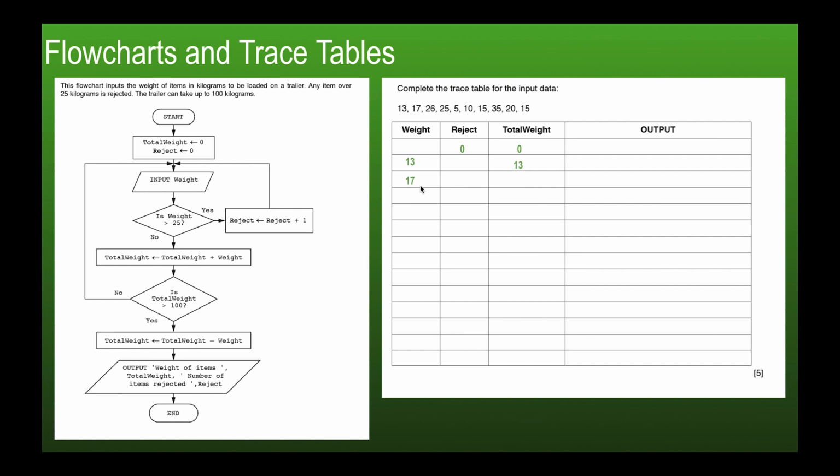Next number is 17. Is 17 greater than 25? It is not. So we're going to add 17 to 13 to make a total weight of 30. Is the weight greater than 100? It is not. Enter next number.